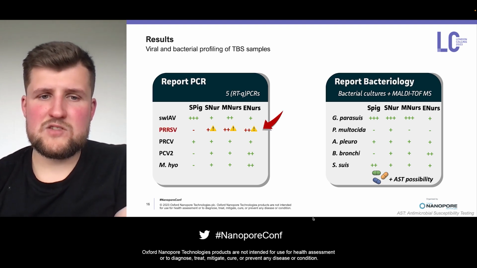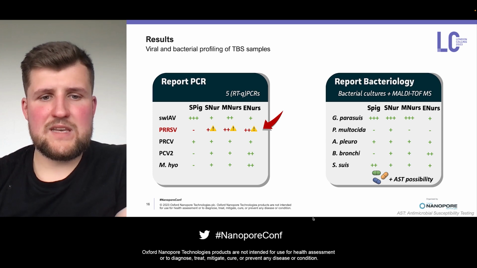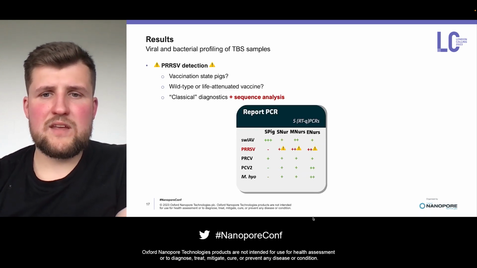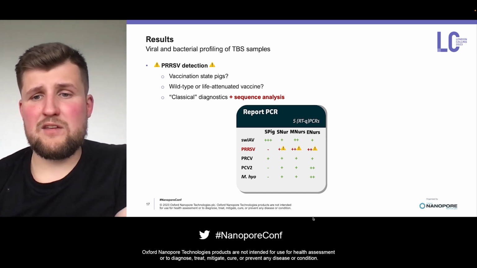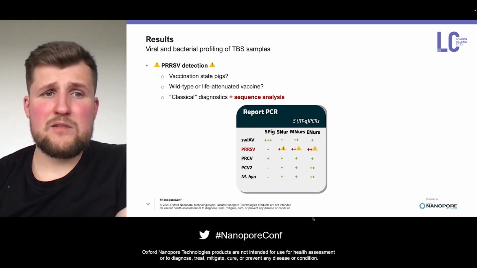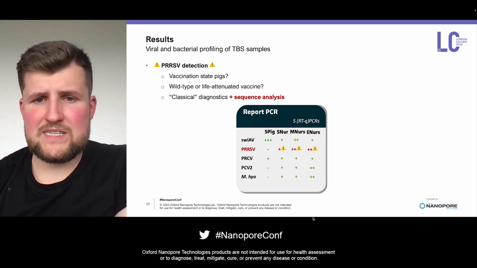Now, as you can see, there are some exclamation marks for this PRRS virus, which is a very important one, because here we also need to consider the vaccination strategy. Pigs get vaccinated with live attenuated vaccines, so they are also actively replicating. So the question is, if we have a high positive PRRS sample, does this mean we have the wild type, or does it mean we have the live attenuated vaccine that we detect?